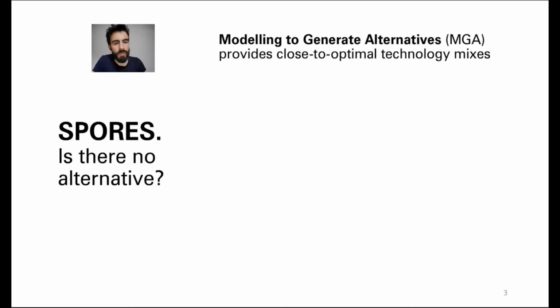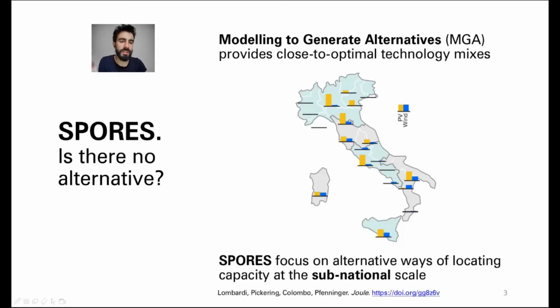The problem is that so far, applications of MGA to energy system models have focused on generating alternatives just in terms of technology mixes. What we instead additionally want to know is whether there are, for a given technology mix, spatially distinctive ways of locating capacity, say wind farms, at the subnational scale. So this is what the SPORES method is precisely conceived to do.